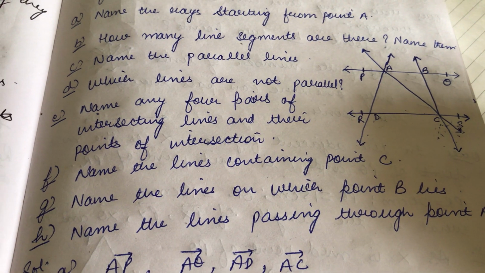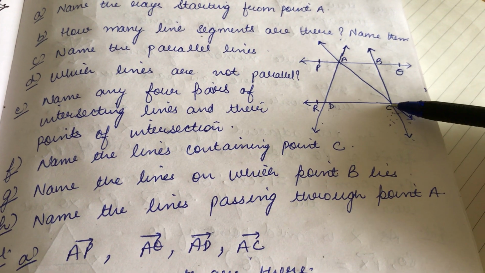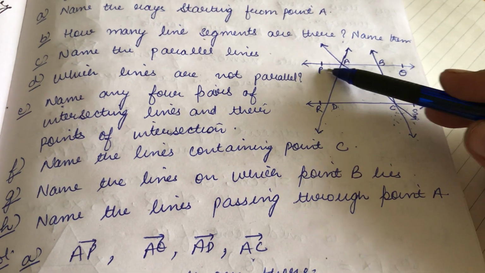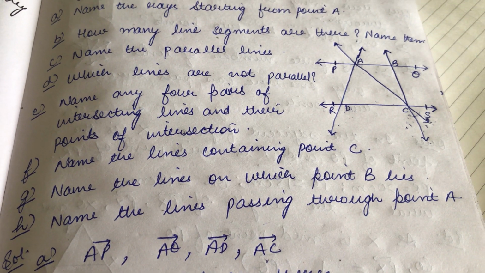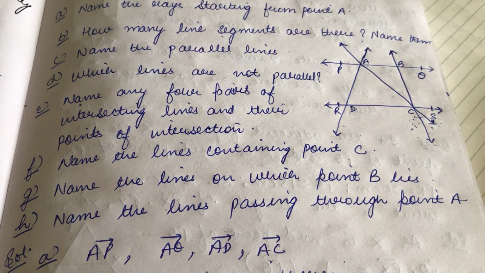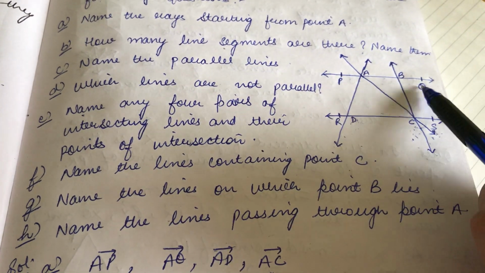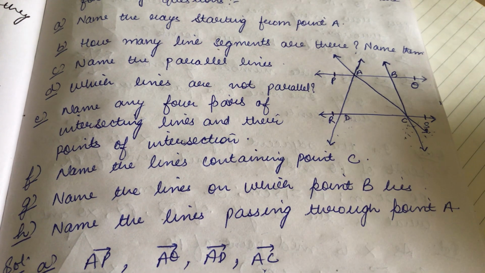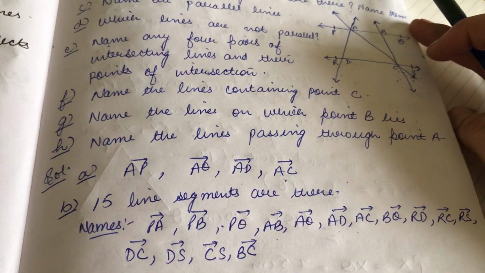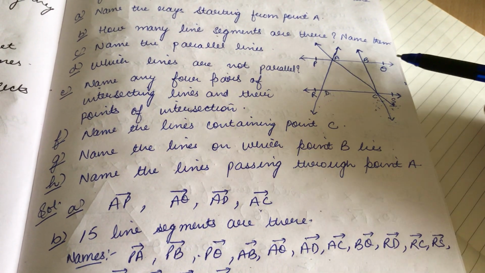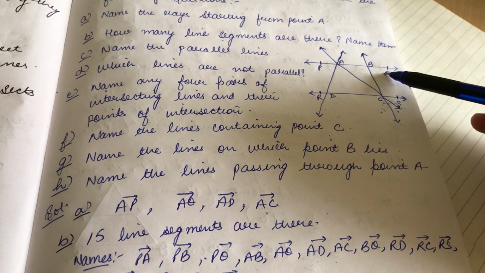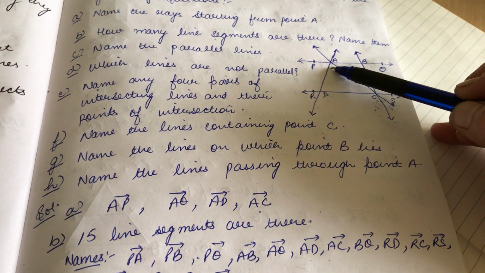F part, name the lines containing the point C. The lines that contain the point C are, first, BC, AC, DC. These are the three lines which contain the point C. G part is, name the lines on which point B lies. B is here. So AQ, BC, these are the lines on which point B lies. Next is H part, name the lines passing through the point A. This is point A, the lines passing through here are AC, AB, AD, AP. So these are the lines which pass through the point A.